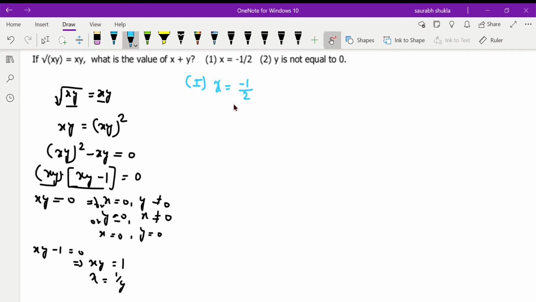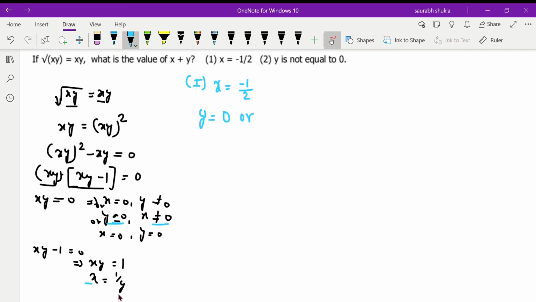Okay, so you see, if x is equal to minus 1 by 2, what are the different possible values for y? If x is minus 1 by 2, that means x is not equal to 0, and even then y can be equal to 0, right? So I can say that one of the values is going to be 0 here. Is there any other possible value for y? Yes. What is the other possibility?